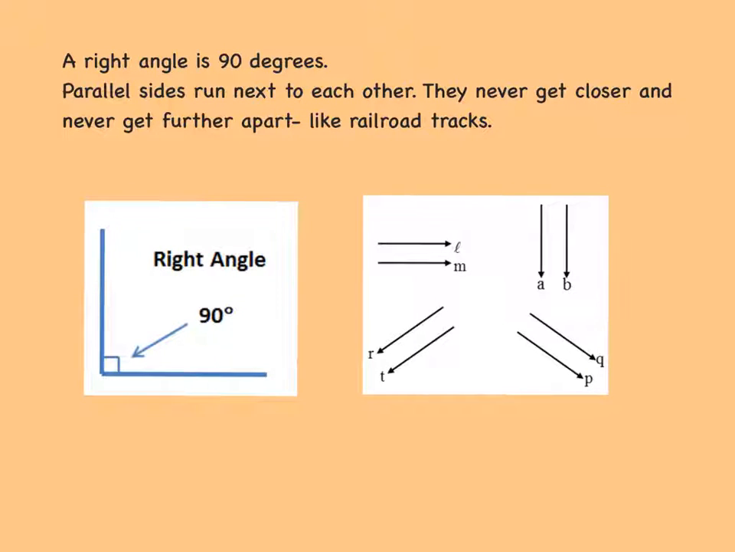Some quadrilaterals have right angles. A right angle is 90 degrees. Parallel sides run next to each other. They never get closer and they never get further apart, like railroad tracks. They also do not run in any specific direction. So like in the picture, the lines L and M, right here, are running horizontally. Then they can also run vertically or diagonally.